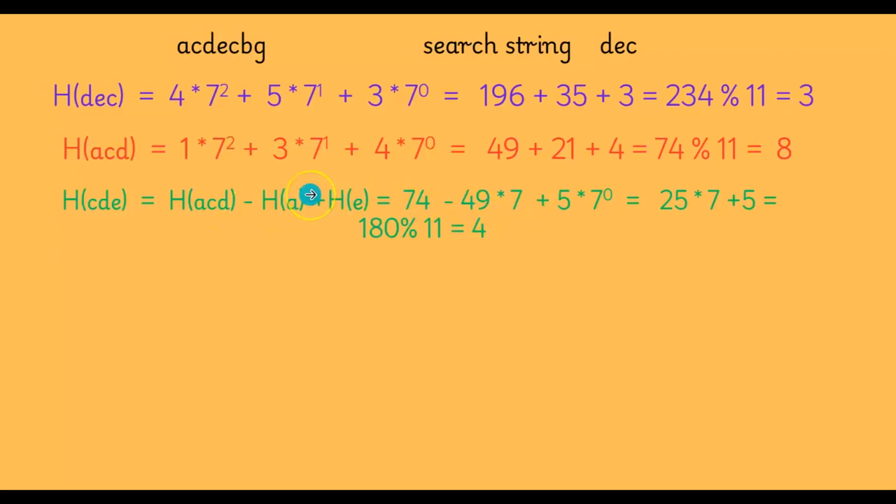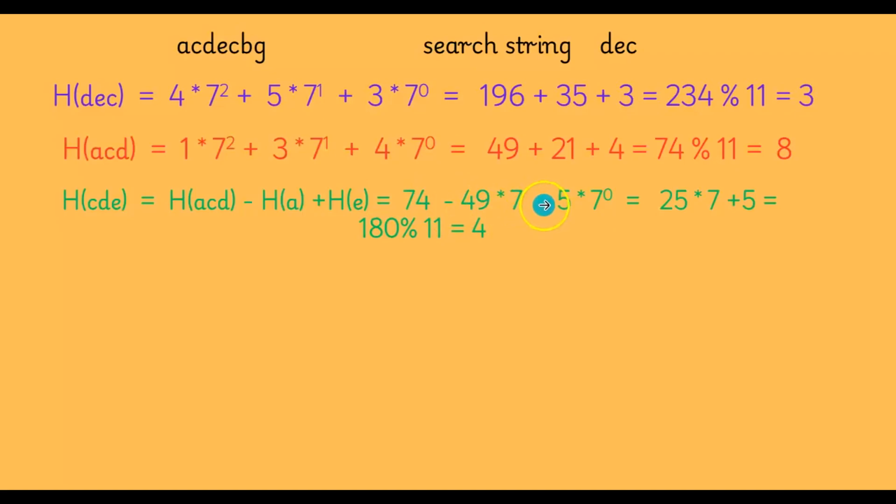But observe carefully, in the previous calculation C was in second place, so it was multiplied by 7 to the power of 1. D was in third place, it was multiplied by 7 to the power of 0. But when you come here, C comes to first place, that means it has to be multiplied by 7 to the power of 2. And D comes to second place, it has to be multiplied by 7 to the power of 1. That is why we are multiplying the subtracted value by 7 one more time.